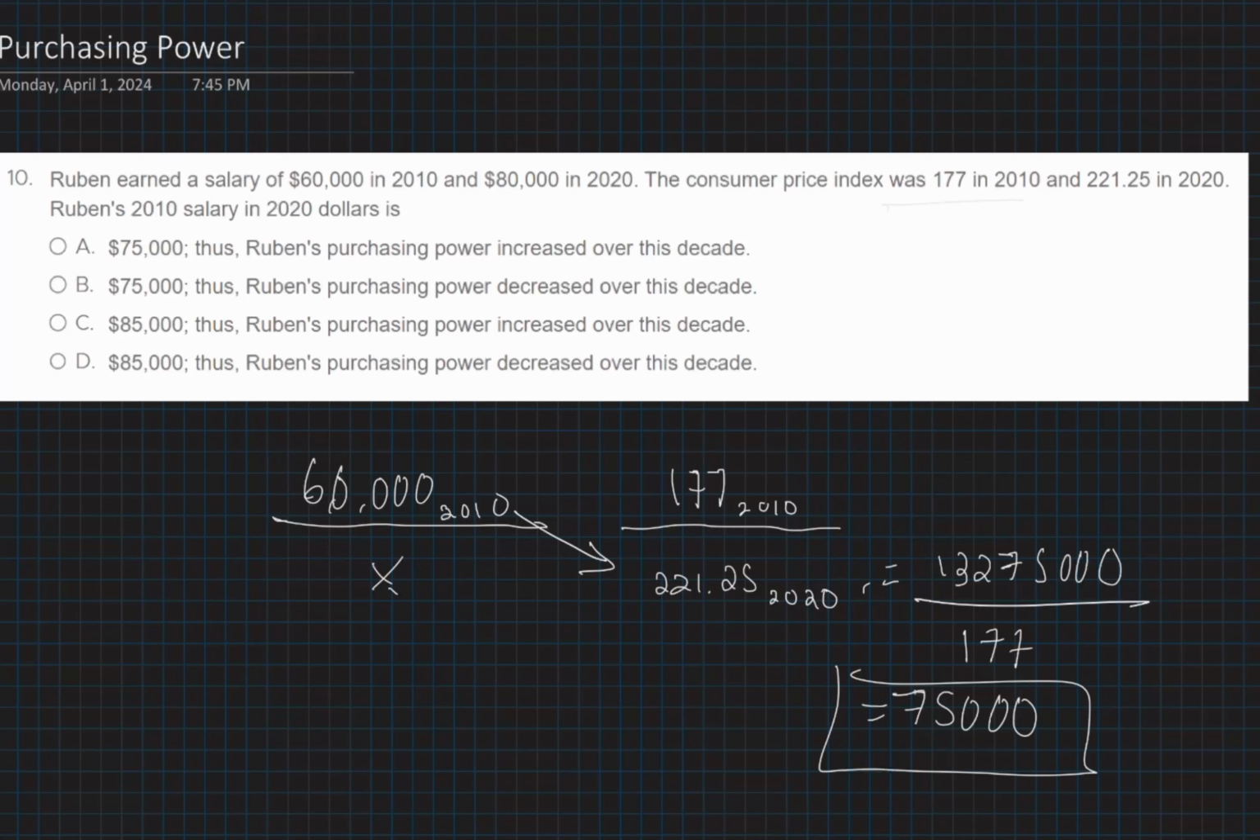So for example, the answer to this question would be A, because his purchasing power has increased. His 2010 salary is now worth $75,000, and instead of earning 75,000, he's earning 80,000. So he's able to buy more than he used to.